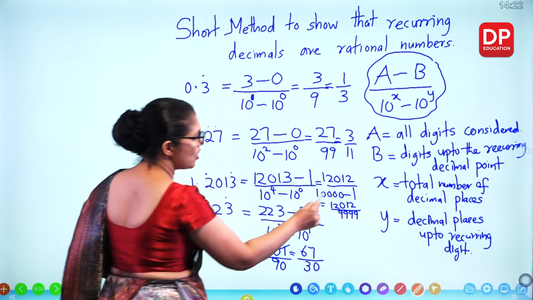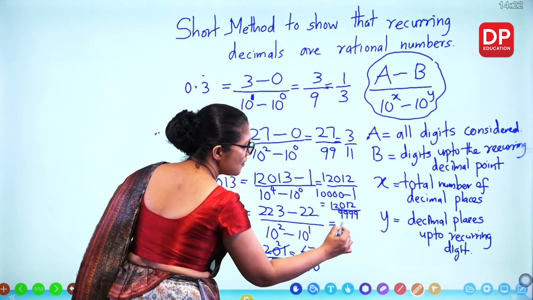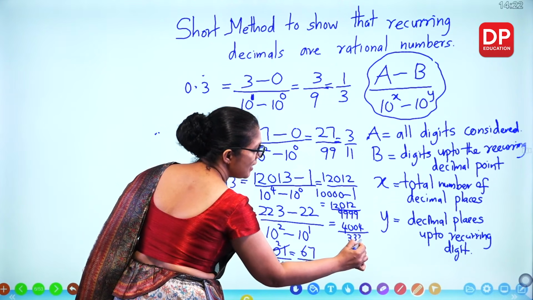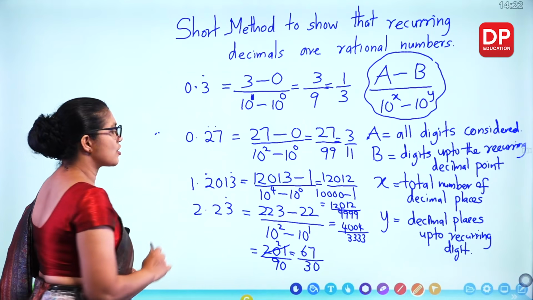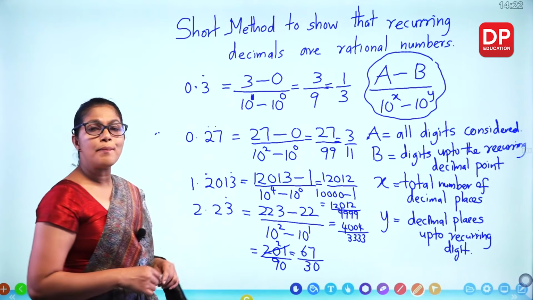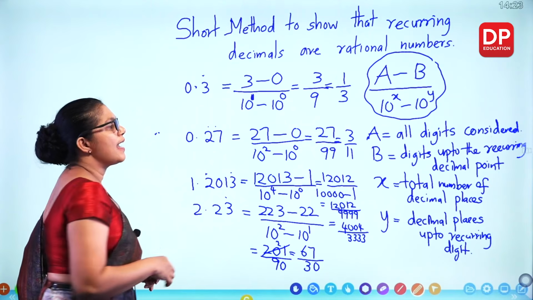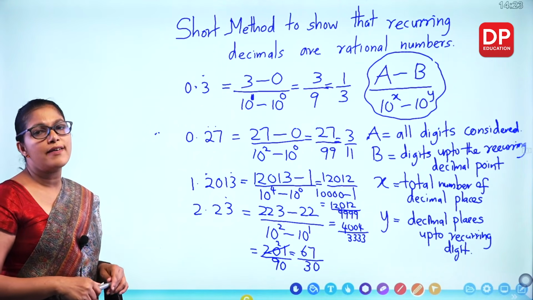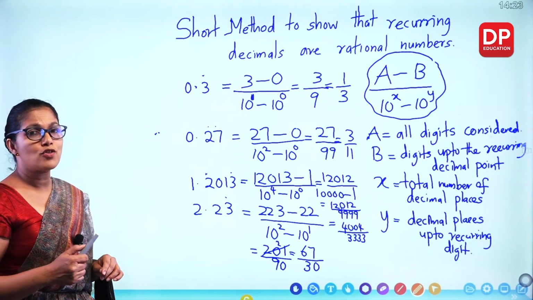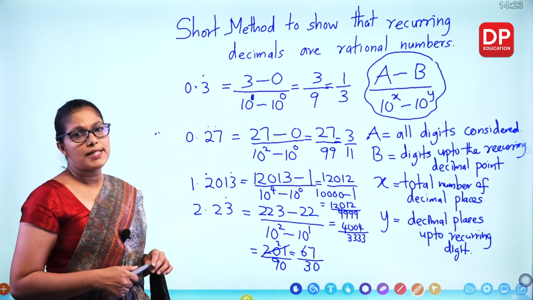And what about this one? Here also, see whether you can simplify. This one you can divide by 3. So here 3 times 4, 3 times 4, 3 times 3, 3, 3, 3. So this is the fraction for this recurring decimal. So this is the short method. If you can remember this formula, apply it and straight away you can convert any recurring decimal to a fraction. So fractions are rational numbers. So that's how you can show that recurring decimals are rational numbers.